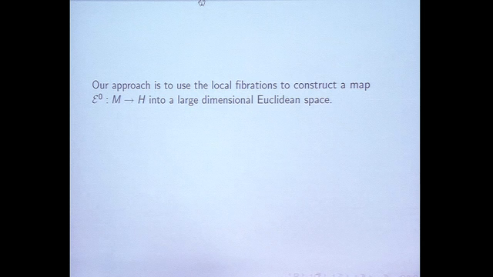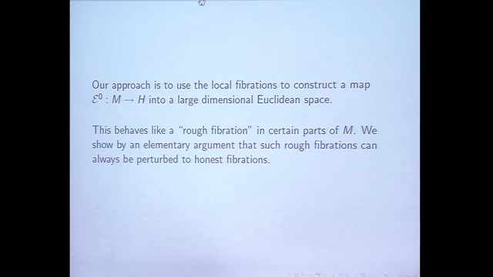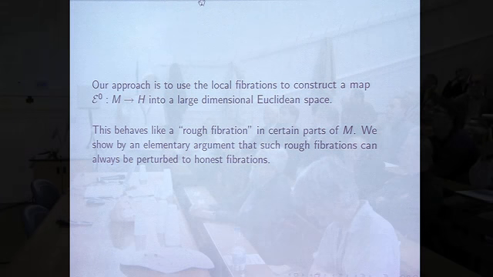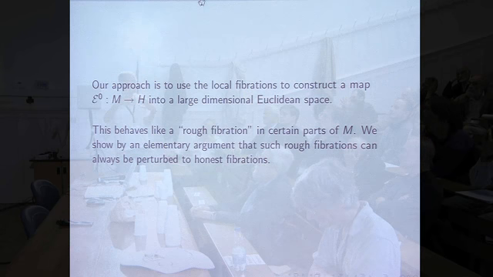So we have a way of dealing with this. The idea is to use these local fibrations, the etas, to define a map from the manifold into Hilbert space. So it's a little bit like in the proof of the Whitney embedding theorem. You use these functions kind of like coordinates, and from those you cook up a map into Euclidean space. And you show that this map, when you restrict it to certain parts of the manifold, behaves kind of like a rough fibration. And then there's an elementary argument that rough fibrations of this sort can always be perturbed to become honest fibrations. And that's how we handle the gluing issue.